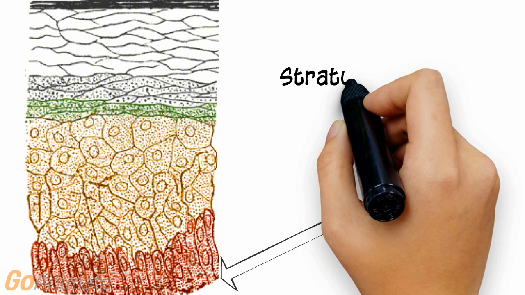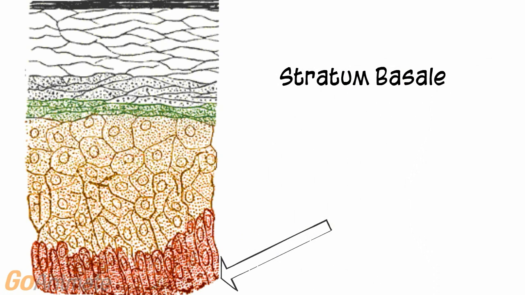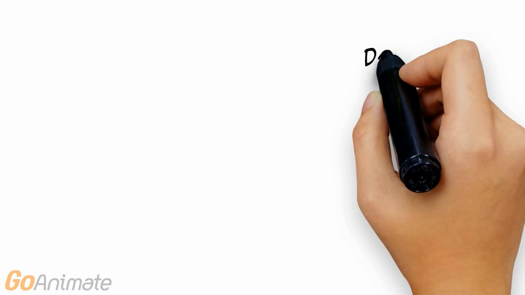The stratum basale or basal cell layer contains epidermal stem cells. This is the deepest layer of the epidermis. It consists of one layer of cells that divide and begin their migration to the superficial layers. This is the layer where basal cell cancer develops.